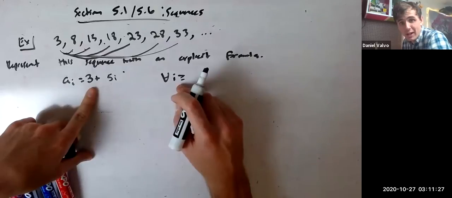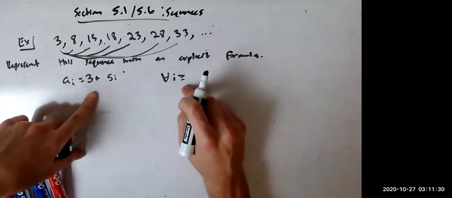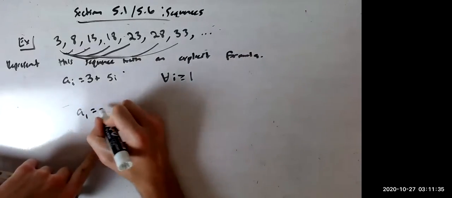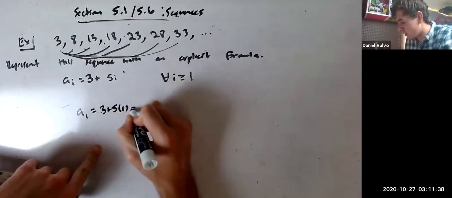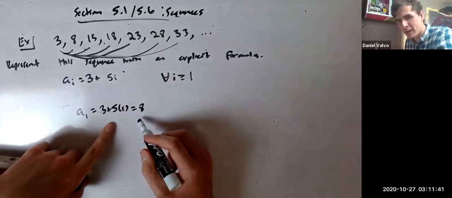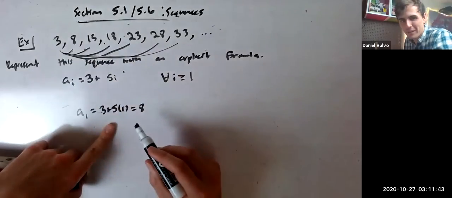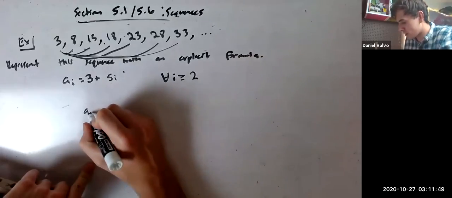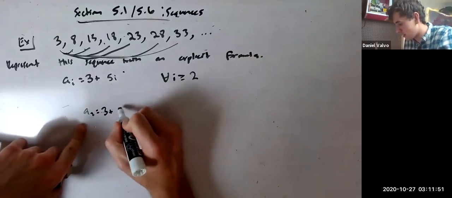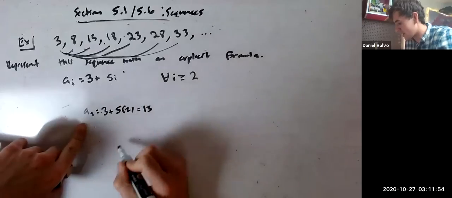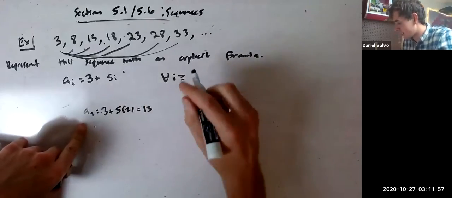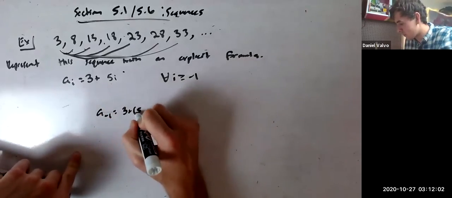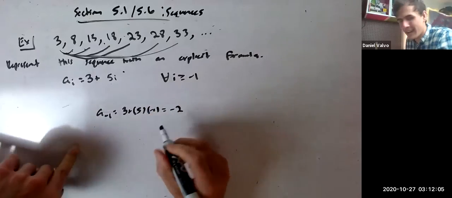So the point is, yeah, you have 3 plus 5i. And where do you want i to start? Now this one we can just kind of guess and check, right? If we had i start at 1, then the first term would be a_1 equals 3 plus 5 times 1, which is 8. But we don't want 8 to be the first term, we want 3. If we start at 2, we get a_2, which is 3 plus 5 times 2, which equals 13. Also no good. If we start at -1, we get a_-1 equals 3 plus 5 times -1, which equals -2. Also no good.